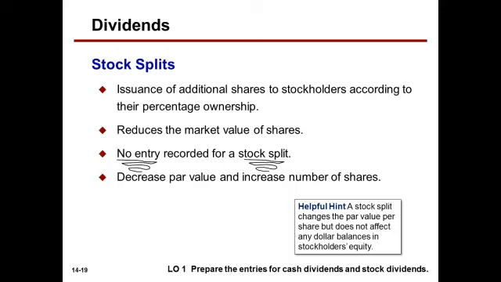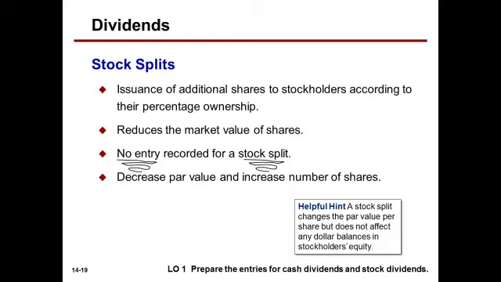In effect, the stock split is simply saying if shareholders in total owned 400 shares and there was a 2-for-1 stock split, now there's 800 shares outstanding. Just increasing the number of shares outstanding by a vote of the board of directors. It will decrease the par value and increase the number of shares that are in the hands of shareholders.